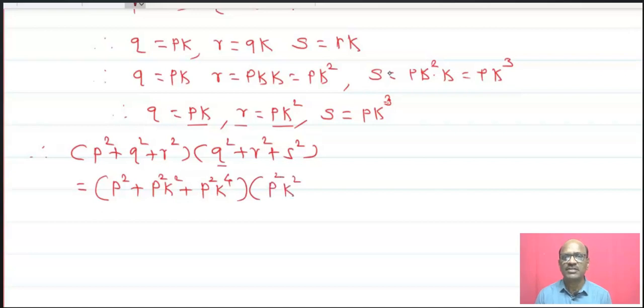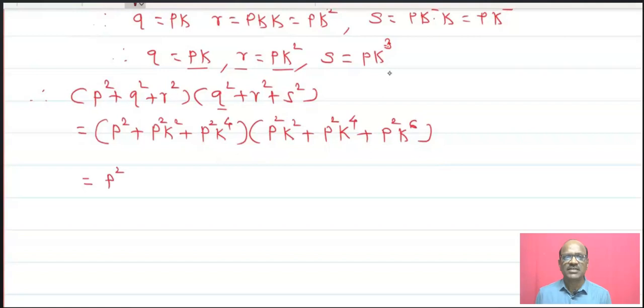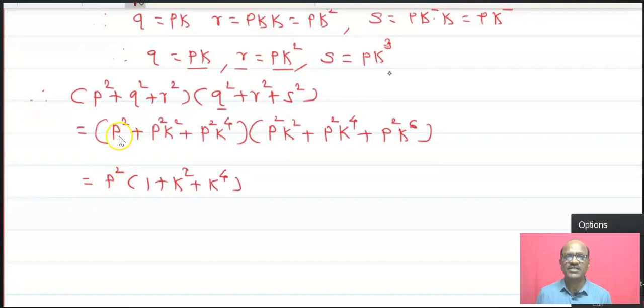Again q square is p square k square, plus r square means what? p square k raised to 4. s square means what? p square k raised to 6. Now we'll take the common terms. From the first bracket we will take the common p square, then in bracket you will get 1 plus k square plus k raised to 4. And from the second bracket you will take the common p square and k square.